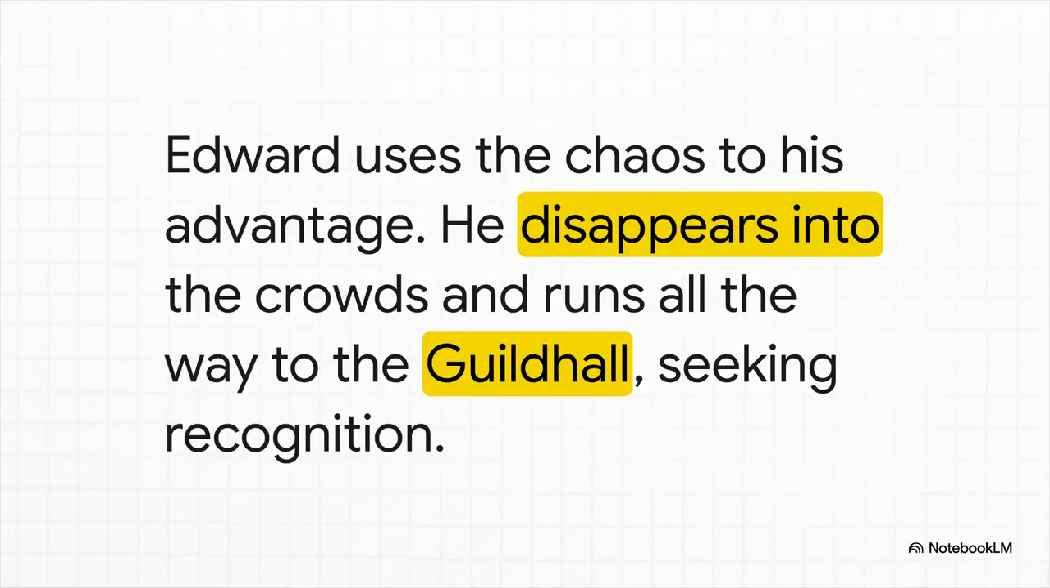But you have to remember, Edward is not just some ordinary kid. He's clever. He sees his chance. He uses all that chaos to his advantage, gives John Canty the slip, and just disappears into the crowd. He makes a run for it, heading straight for the Guildhall. It's his one last hope.